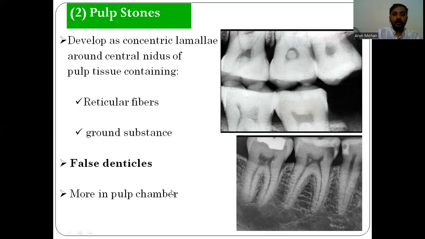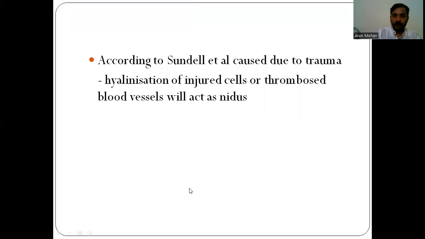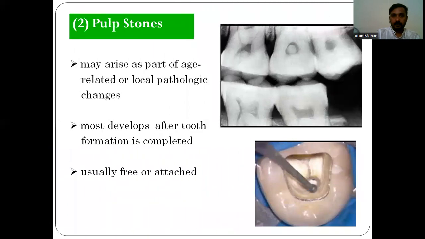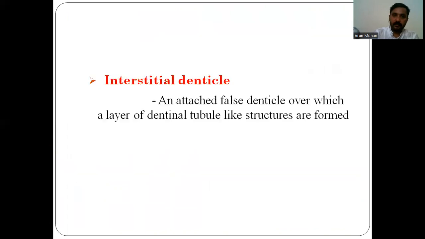So false denticles will be found more in the pulp chamber. They usually arise as a result of age changes or local pathologic changes. They mostly develop after the tooth formation is completed, as opposed to the true denticles, which occur mostly during the development of the root, and they can be usually free or attached denticles.